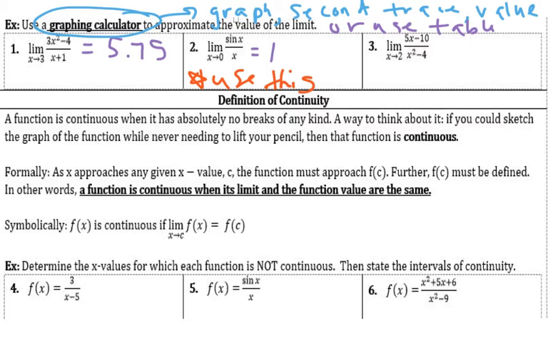And lastly, for number 3, if you graph that function and you look at what's happening on the left or the right, whether that be by actually looking exactly at the graph or looking in the table feature and plugging in values a little before and a little after, you're going to see that this limit is equal to 5 over 4 or 1.25.